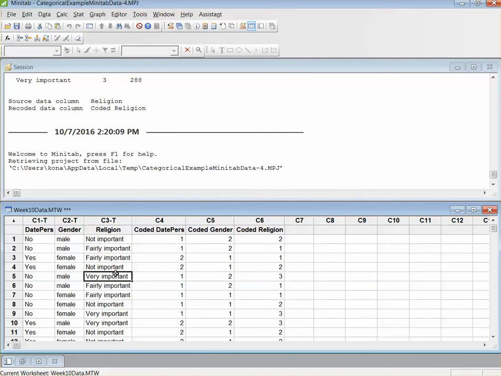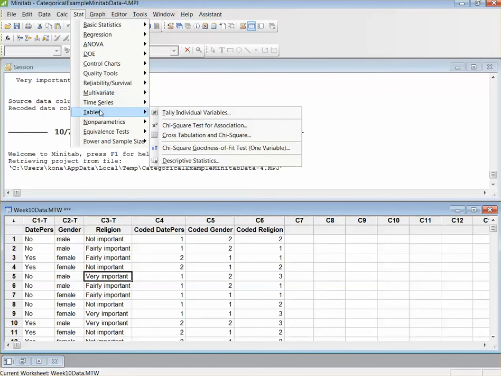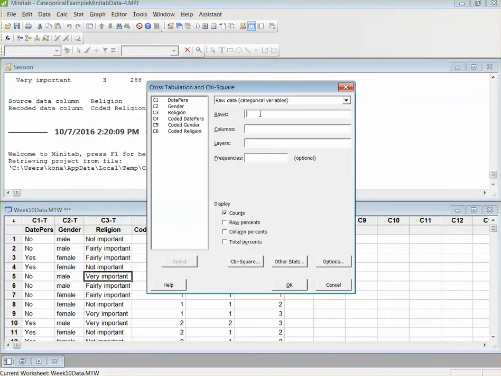So how do we actually do this test? We're going to go up to Stat. This time we're going to go down to Tables, and we're going to do the cross-tabulation chi-square. Now for rows and columns, you do want the raw data, the categorical variables. In general, for your rows, you normally pick the one with the fewer options. You don't have to do this, but it just makes your table look prettier. So we're going to do gender for this one. And for your columns, we're going to do the one with more, which is religion. We don't use layers or frequencies.